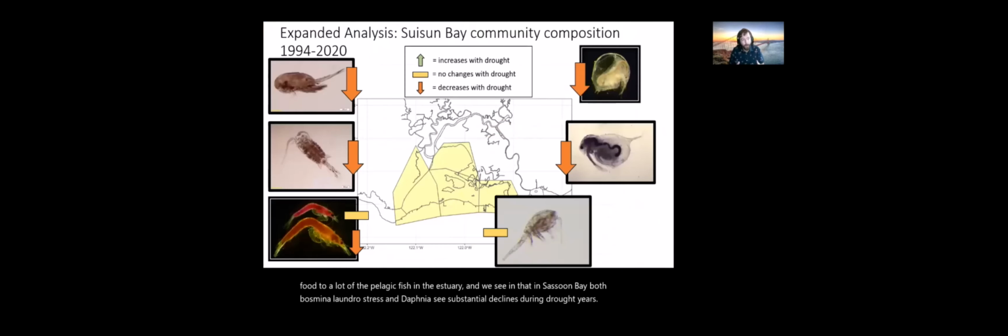And finally, for this region, we can look at Cladocera, which are another important source of food to a lot of the pelagic fish in the estuary. And we see that in Suisun Bay, both Bosmina longirostris and Daphnia see substantial declines during drought years. So overall in Suisun Bay, we mostly see decreases of very important zooplankton during drought years, with the smaller invasive species seeing no real significant effect.